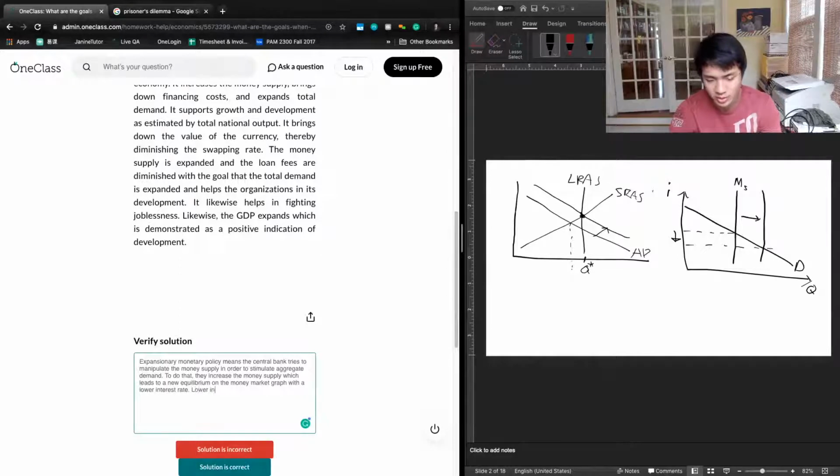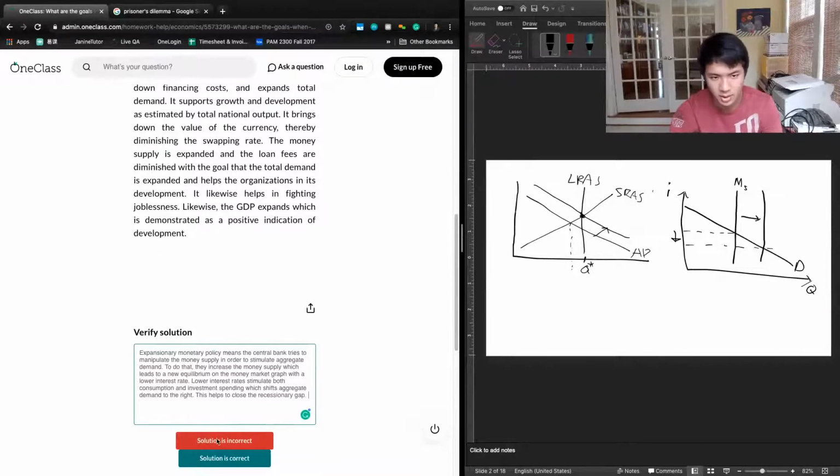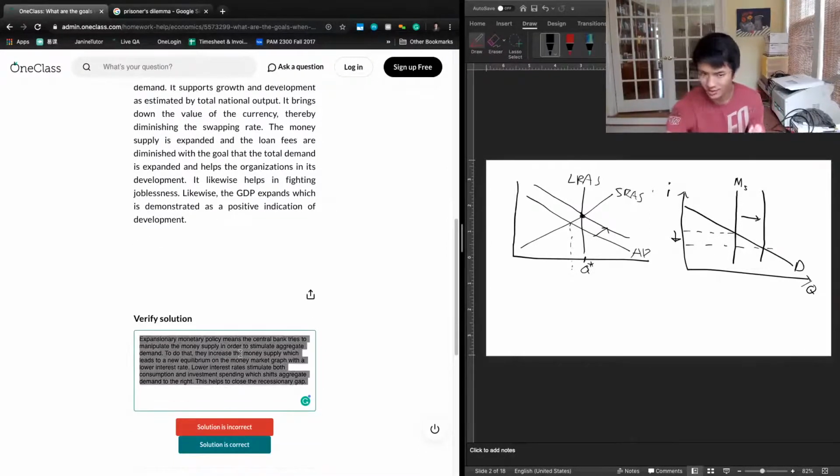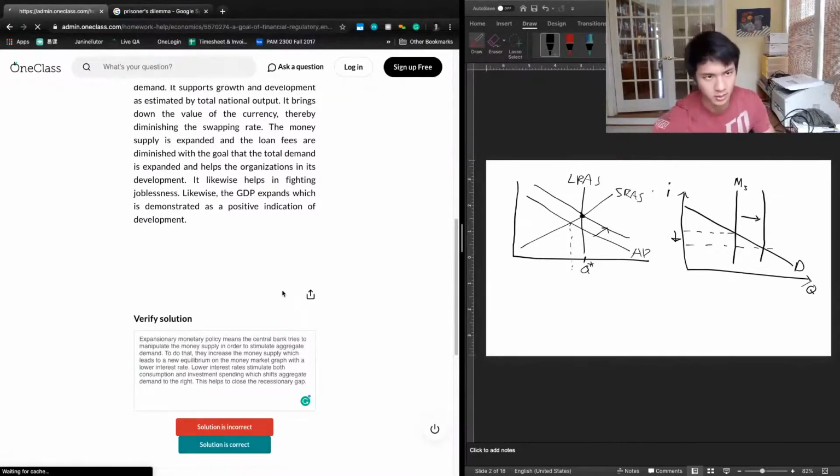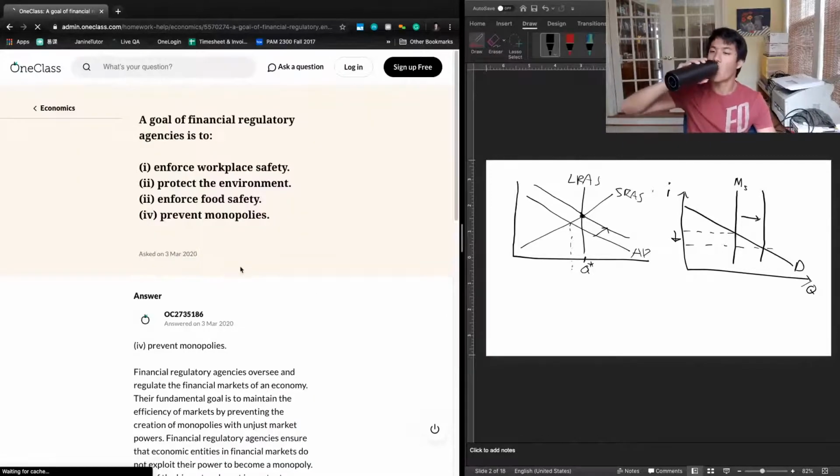Lower interest rates stimulate both consumption and investment spending, which shifts aggregate demand to the right. This helps to close the recessionary gap. Okay, so nothing wrong with the solution. I just think this explanation might make a little bit more sense if you're focusing purely on the economic models. So that's going to be a correct solution, though.